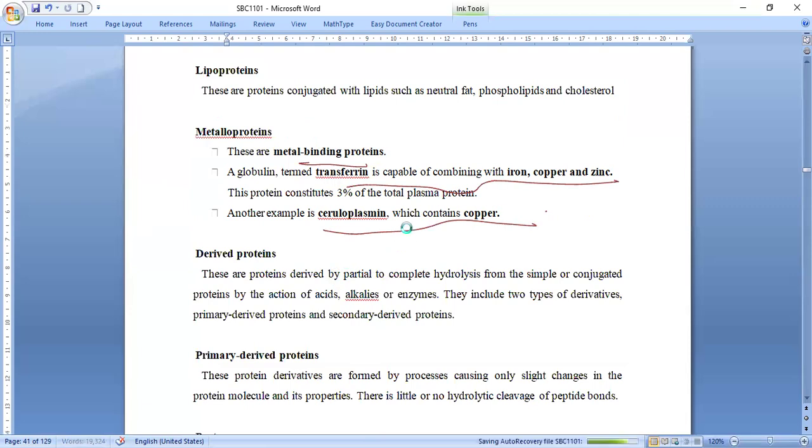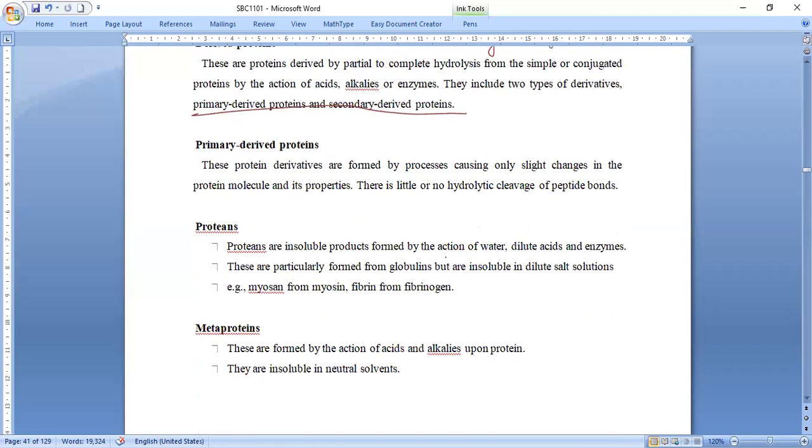And derived proteins are those formed by the hydrolytic action on simple or conjugated proteins. The derivatives formed are called primary derived proteins and secondary derived proteins. The primary derived proteins are formed by slight changes in the protein molecules and their properties, and here there is no hydrolytic cleavage of the peptide bonds. Whereas the secondary derived proteins are formed by the cleavage of the peptide bond.